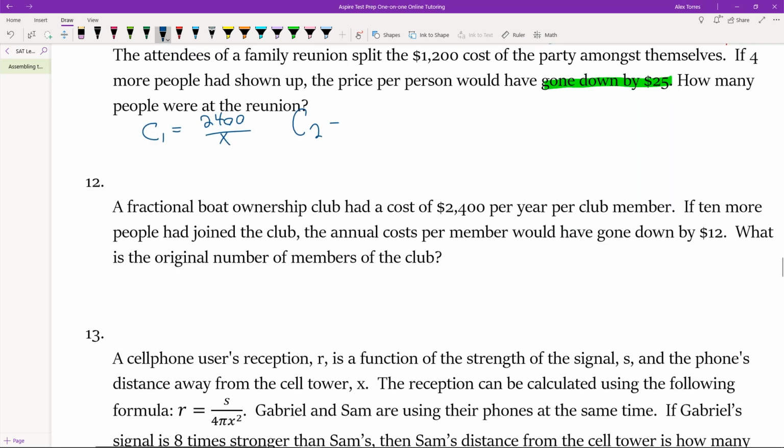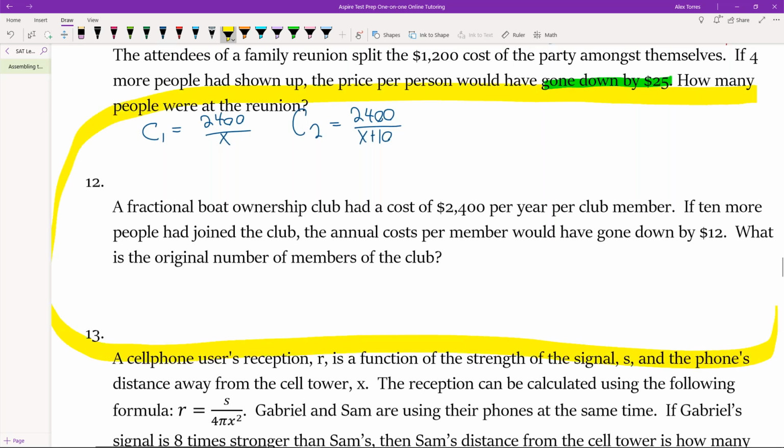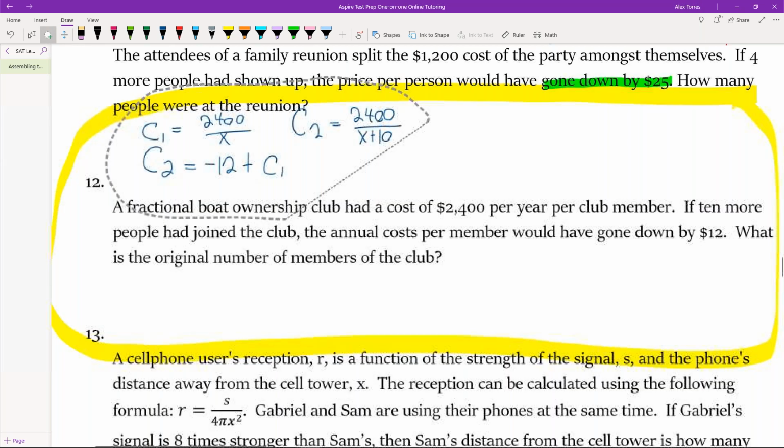The new cost is 2,400 divided by the new number of people, which is x plus 10, because 10 more people are joining. So just to center us and show that we're working on question 12 here, the unifying statement is telling us that the new cost is 12 less than the old cost. The cost went down by 12.